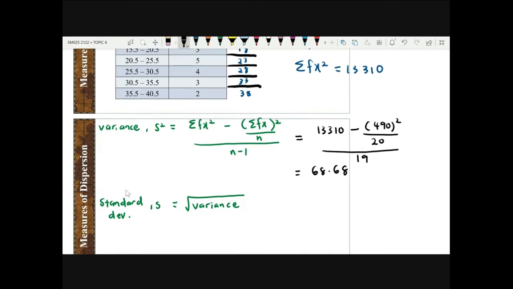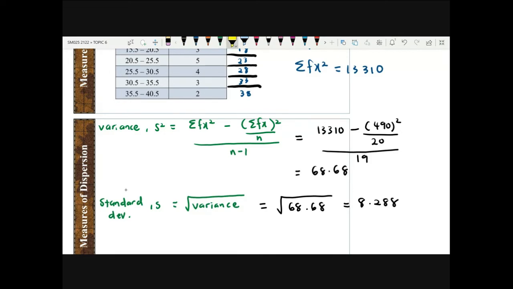Okay, and then after that, for standard deviation, it's basically the square root of variance. So square root of 68.68, your answer should be 8.288. Okay, settle. That is for variance and standard deviation.